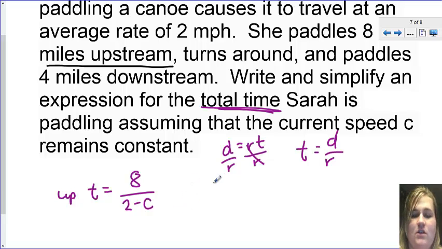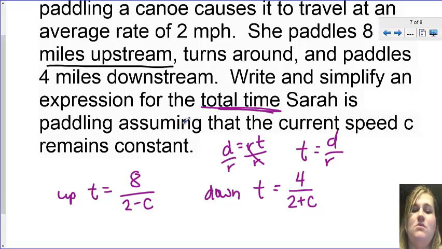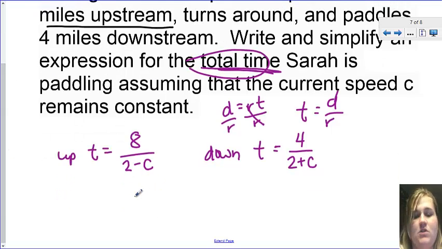If she's going downstream, her time is going to be equal to her distance, which is 4 miles downstream, over the speed that she paddles, an average of 2 miles per hour, plus the speed of the current. It wants us to write and simplify an expression for the total time. Total time means that we're going to add these two things. So I have 8 over 2 minus c plus 4 over 2 plus c.